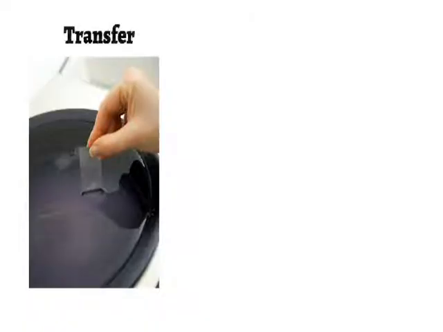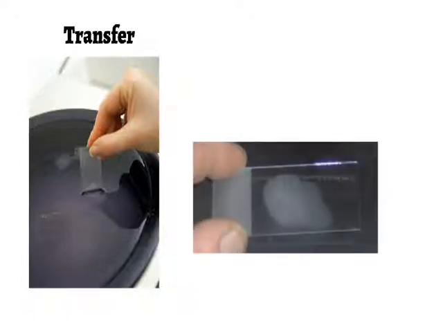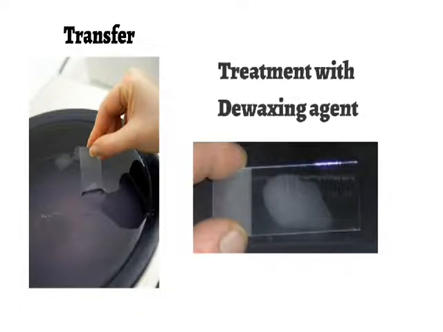After this, the selected thin slice of that particular tissue is transferred onto a clean glass slide. And after transferring that slice, the wax is removed with the help of a de-waxing agent. And in this way, the slide is ready for staining.